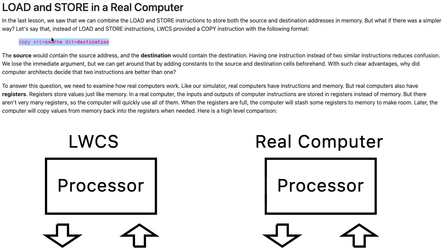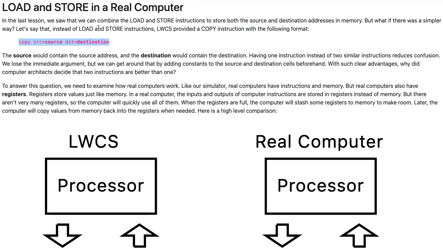The source would contain the source address, and the destination would contain the destination address. Having one instruction instead of two similar instructions reduces confusion. We lose the immediate argument, but we can get around that by adding constants to the source and destination cells beforehand. With such clear advantages, why did computer architects decide that two instructions are better than one?